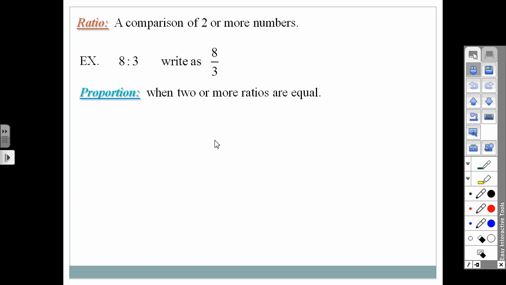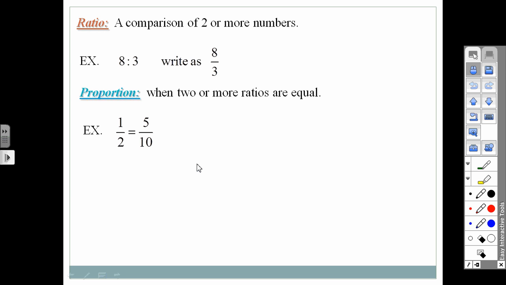A proportion is when you take two or more ratios and you set them equal to each other. For example, say we had 1/2 and we had 5/10. If we were talking about this as a proportion, we wouldn't be talking about them more as fractions, but more as ratios. So we could say 1 is to 2 as 5 is to 10. And you can see that this ratio right here would simplify down to 1/2. So that makes sense that they are the same.